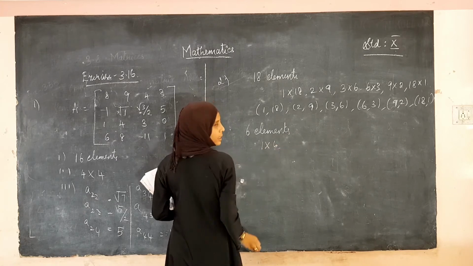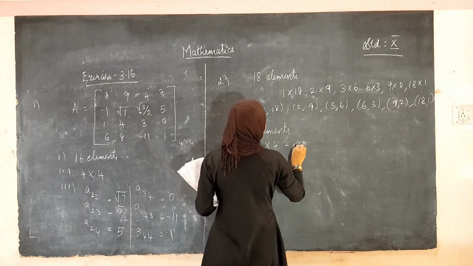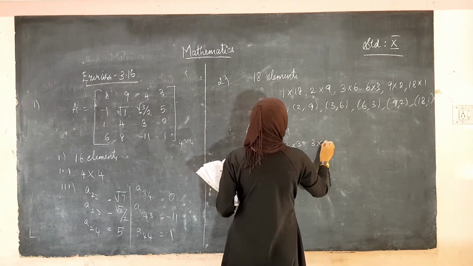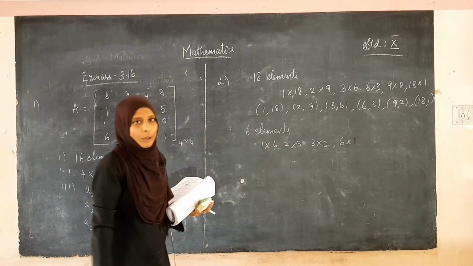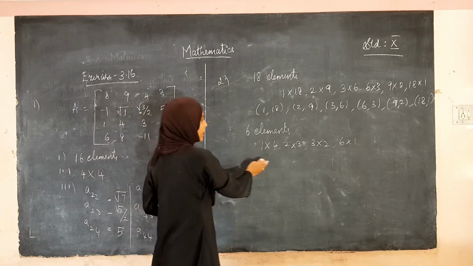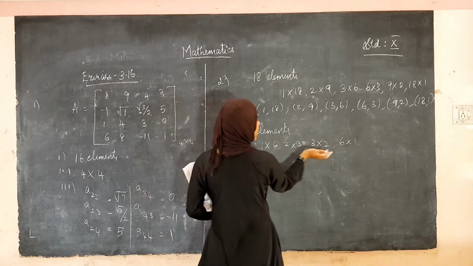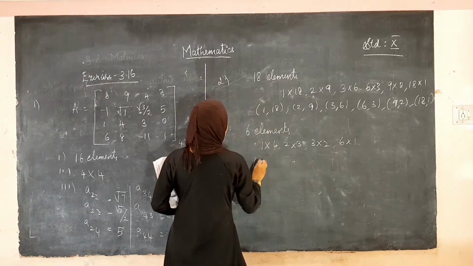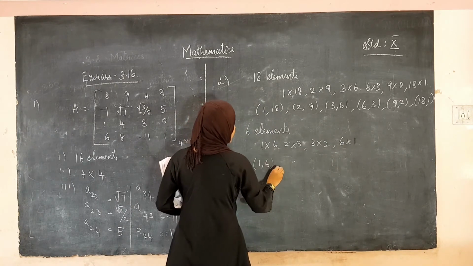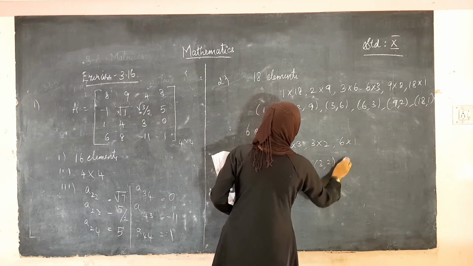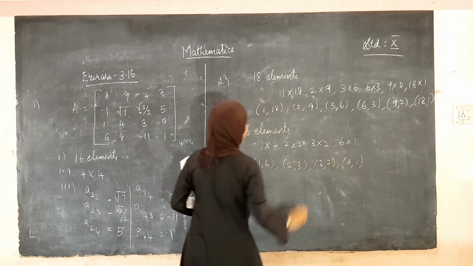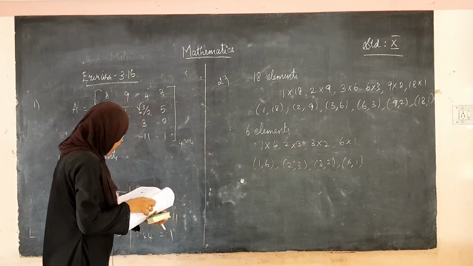1 cross 6 is 6, and again 2 cross 3, and again 3 cross 2, again 6 cross 1. The possibilities of order of a matrix for 6 elements is 4: 1 cross 6, 2 cross 3, 3 cross 2 and 6 cross 1. Let us write in ordered pairs: 1 comma 6, 2 comma 3, 3 comma 2 and 6 comma 1. Okay. Now, the third sum.